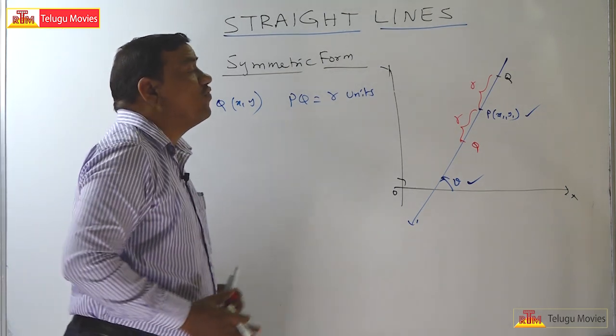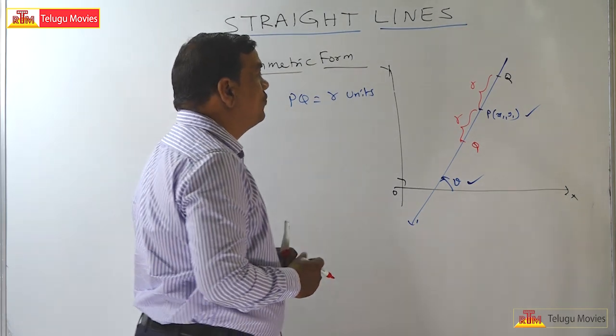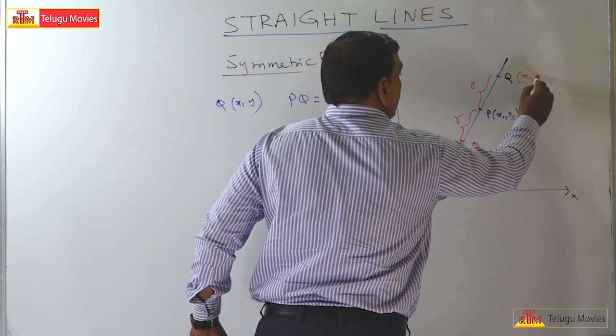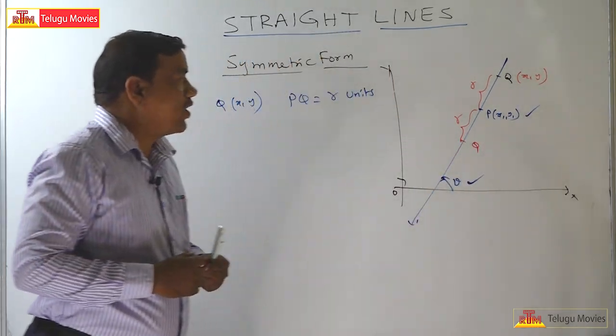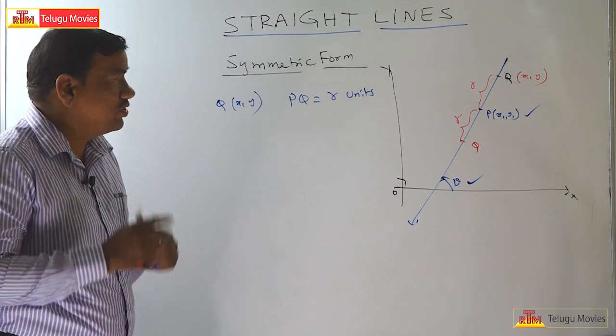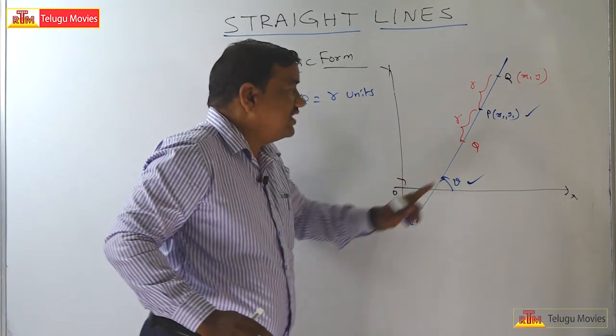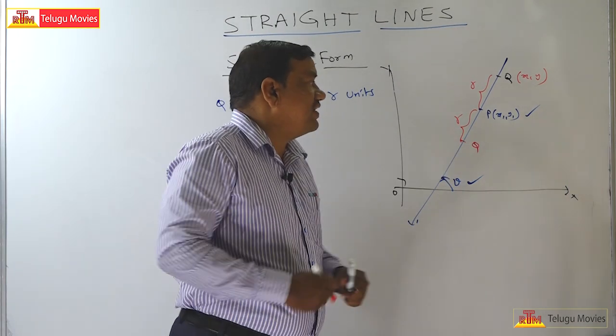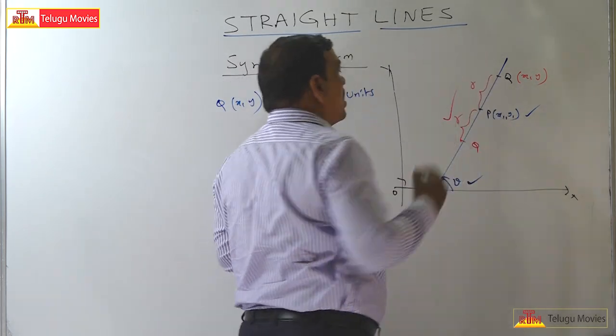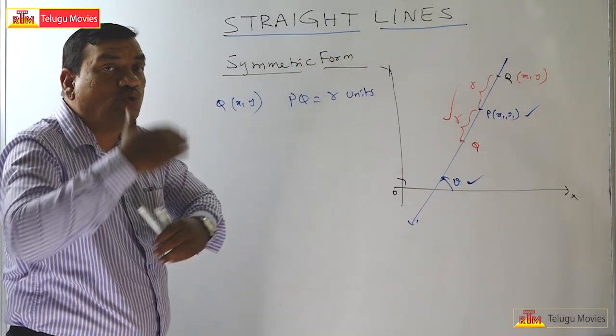Then if you want to find out the coordinates of Q(x, y), what is the given data here? Theta is given, (x1, y1) is given, the distance r is also given. There are two chances.